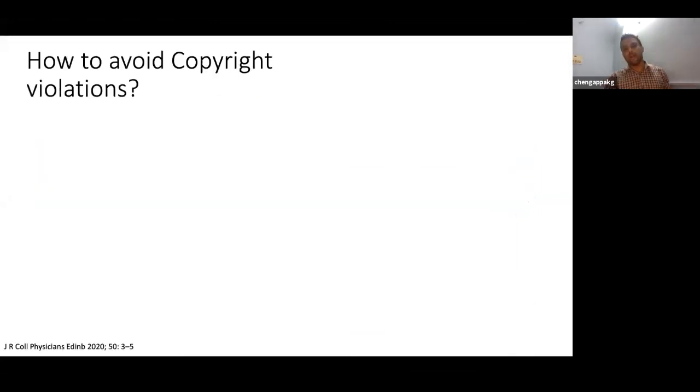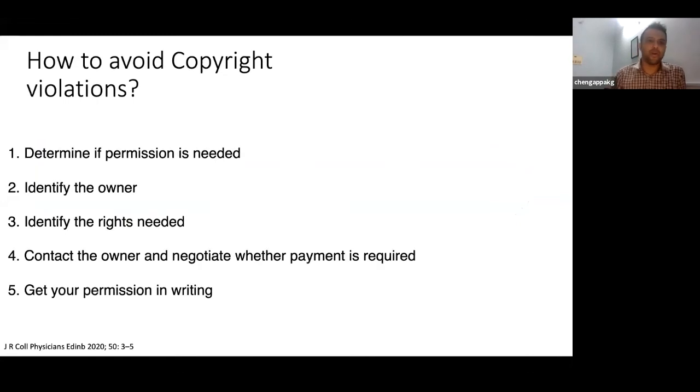So how can you avoid copyright violations? First of all, we have to determine if permission to reproduce is required. How we are going to determine that, we'll discuss. Then once you determine that permission is required, you identify the owner. We just discussed how to identify the owner. We look at the copyright symbol in a manuscript, and that individual is the owner. And then identify the rights needed. What all rights do you need?